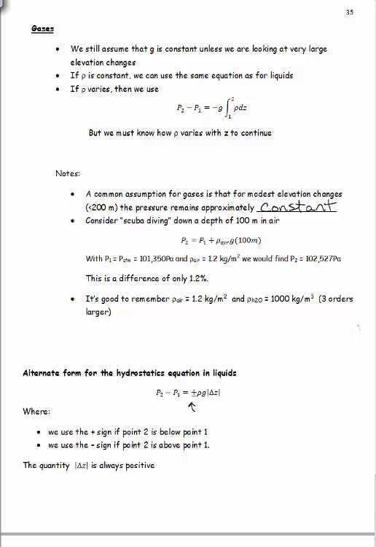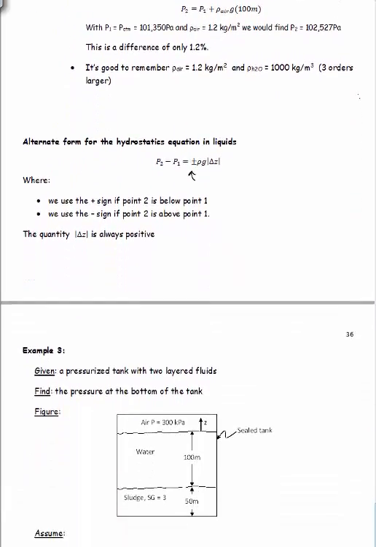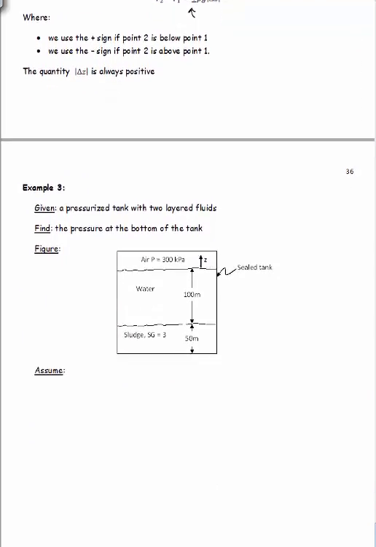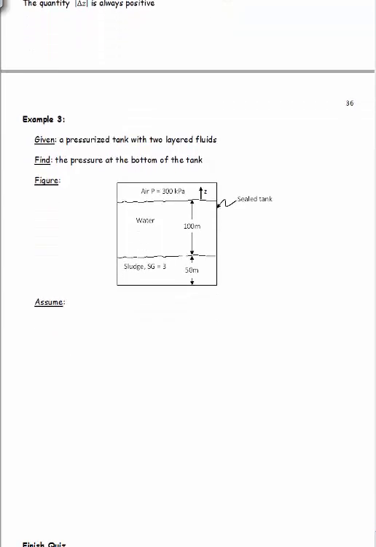All right, so let's do an example using this. And this example is going to really carry over into the next lecture for next time when we do manometers. All right, so here we have a tank and it's got a couple of different liquids in it, plus it has gas. It has water, it has sludge with a specific gravity of 3, and it has air that's pressurized to 300 kilopascals. Doesn't tell us if that's gauge or absolute, so you know, we're going to assume that that's absolute.